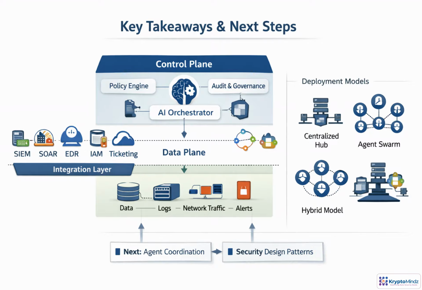Reference architectures turn agentic AI into governed security operations. Keep agents integrated with SIEM, SOAR, EDR, IAM, ticketing, and cloud tools. Separate data from control for safety and auditability. Then choose the right orchestration pattern: centralized, swarm, or hybrid. Next, we move from blueprints to coordinated agent behavior and design patterns.